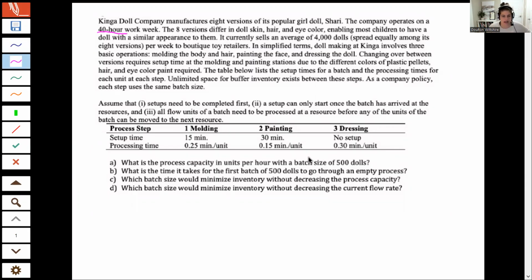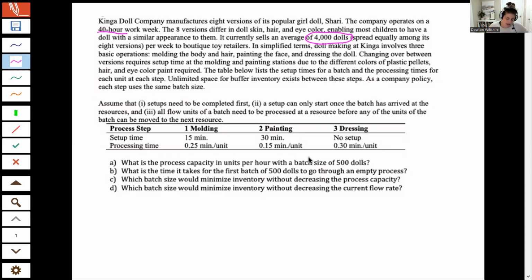There are 8 different versions of dolls, and they don't really differentiate further between those eight different dolls as you go through it, but they currently sell an average of 4,000 dolls spread equally among the 8 versions per week. And so this is our demand. So that might be important later, and so we just want to make note of that.